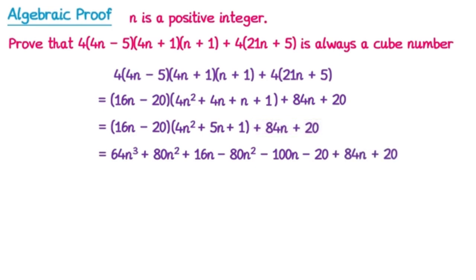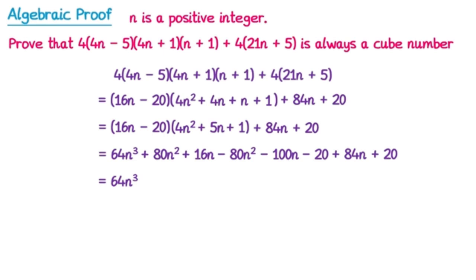Now we need to simplify this. So in terms of the n cubed, there's only one term, 64n cubed. Then we have 80n squared minus 80n squared, which will be 0. Then 16n, subtract 100n, plus 84n, which will also be 0. And then negative 20 plus 20, which is again also 0. So this is just equal to 64n cubed.